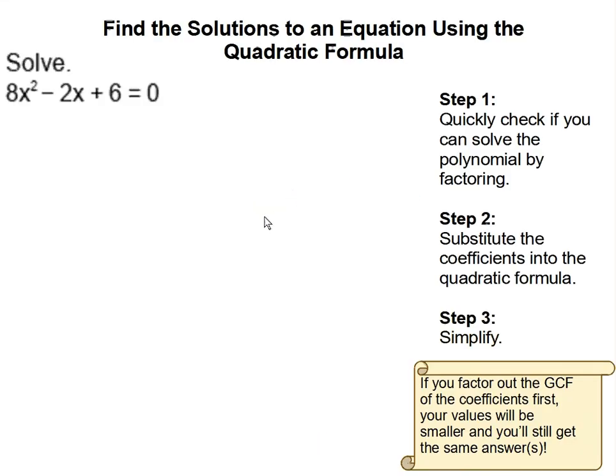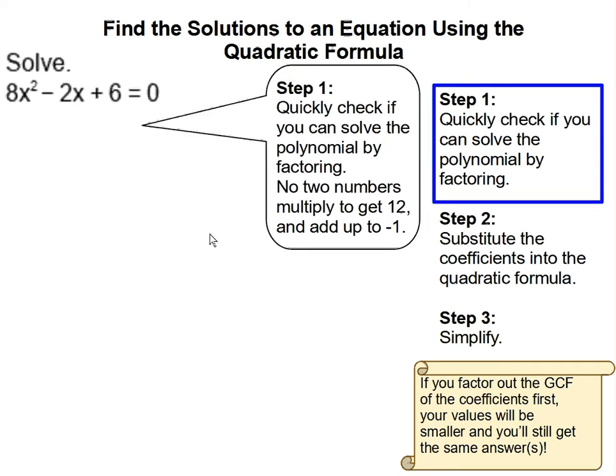How to find the solutions to an equation using the quadratic formula. Alright, so the first thing you want to do is see if you can factor very quickly, right? So in this case, when you're factoring, first you want to factor out the greatest common factor of each term here. So in this case, I can divide them all by 2.